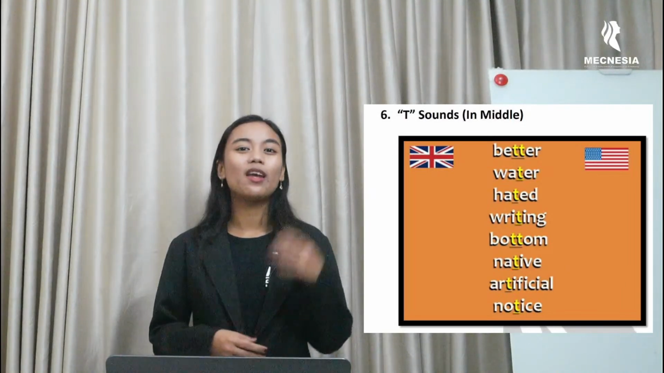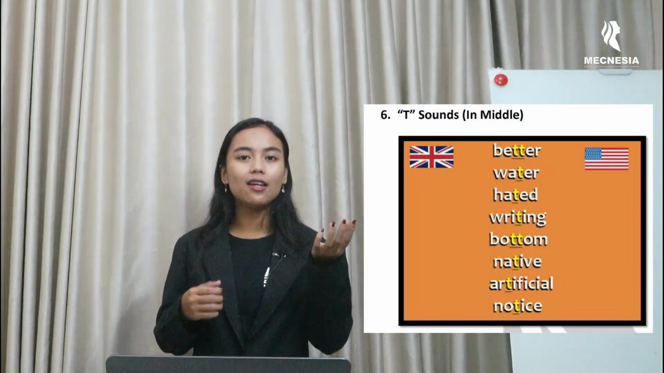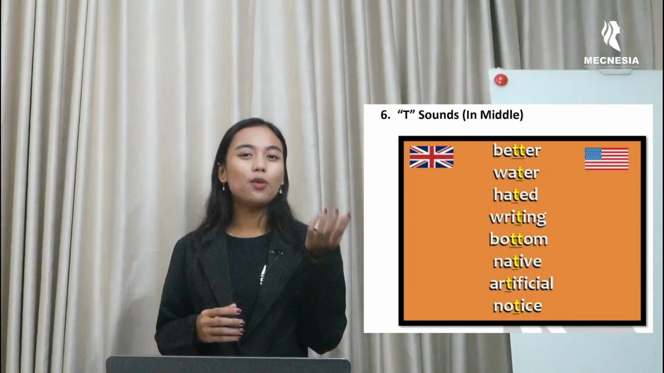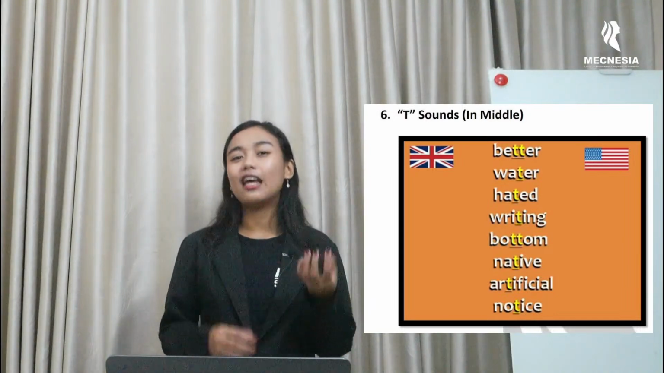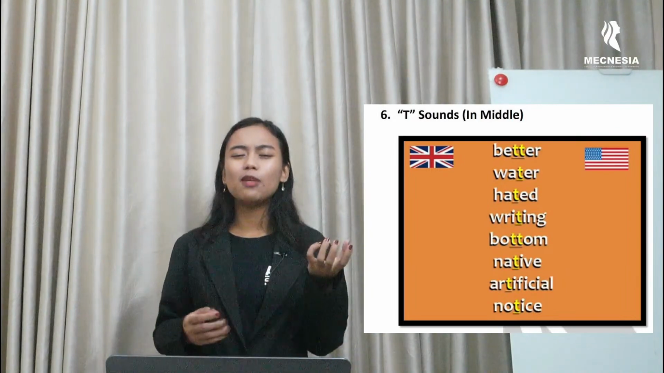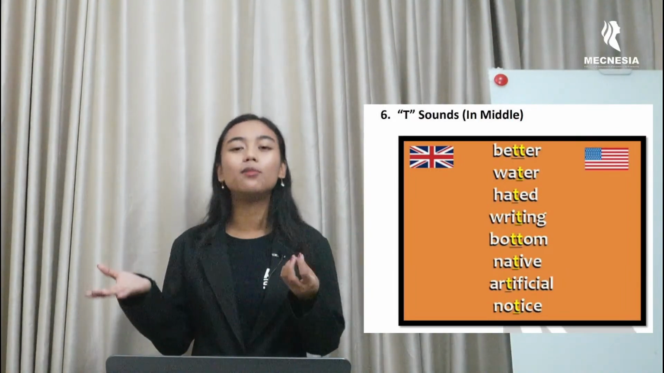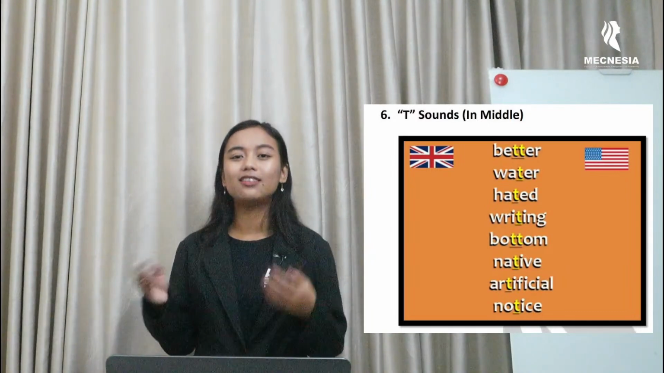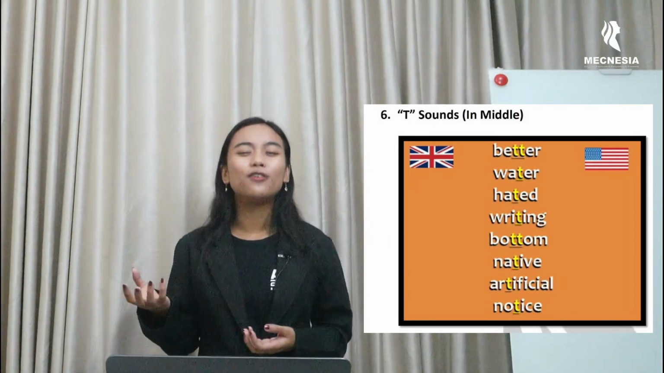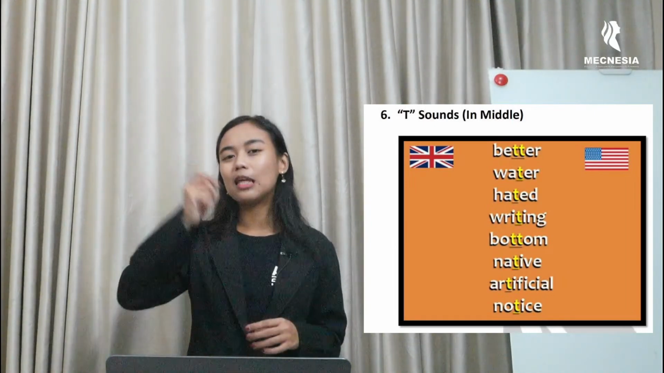Riding. Writing. See? In British, we say the T clearly. And in American, we say the T as D. Di British, kita mengucapkan T-nya dengan sangat jelas. Writing. While in American English, we replace the T with D. Kita ganti T-nya dengan D. Writing or writing means menulis.